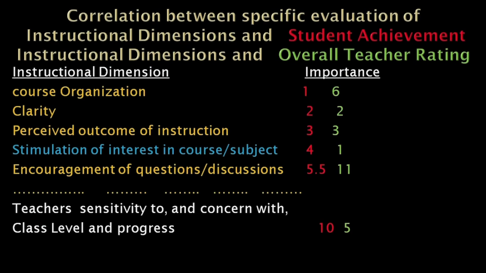Now, it's so easy to write this: clarity, course organization, stimulation of interest. If these are good things, what do we want teacher rating to be? We want to find out teacher rating so that we are able to give him feedback and say, improve on these issues, then your rating will go up. So one of the major purposes of finding teacher rating is to be able to easily improve teaching.